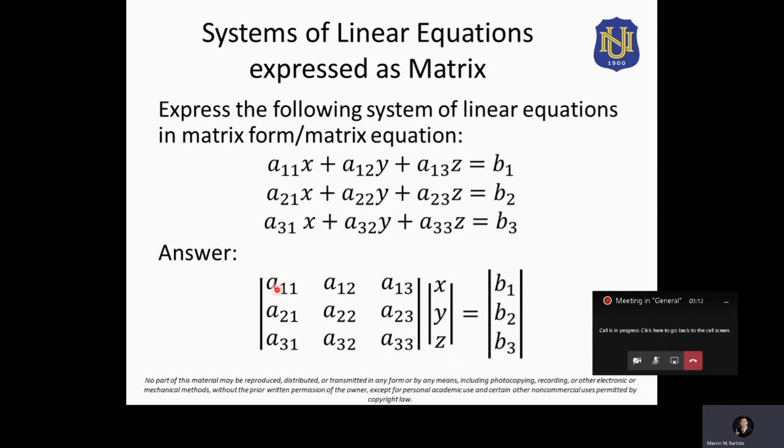This matrix equation is actually equivalent to this system of linear equations. When you apply the product of the matrix of coefficients and the unknowns x, y, z, it will be equivalent. For example, a11, a12, a13 multiplied by x, y, z gives a11x, a12y, a13z, and that is equal to b1. That is the equation. It is equivalent when you perform the operation of this equation.